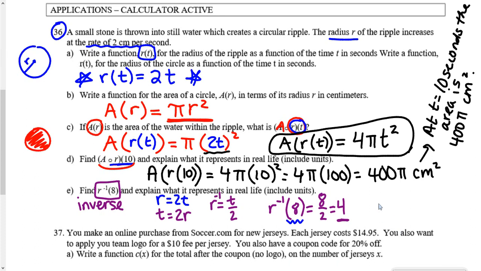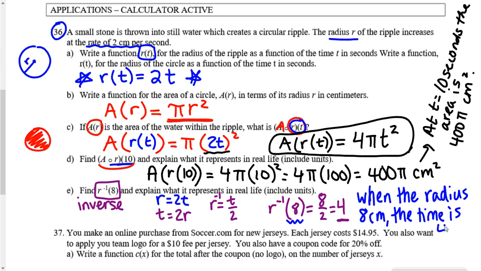So what this inverse function is telling me is when the radius is 8, and that would be centimeters, the time is 4 seconds. So we've switched our input and output. If in my original function I plugged in 4 seconds, I'd get out 8 centimeters. In my inverse function, I plug in 8 centimeters and I get out 4 seconds.